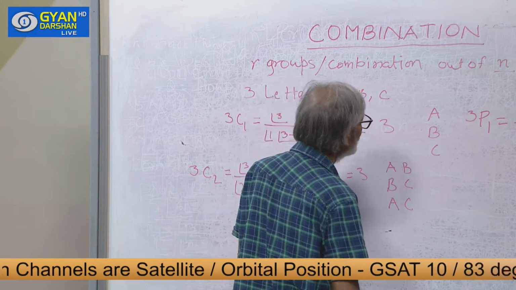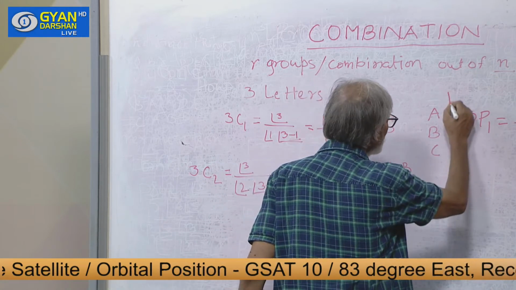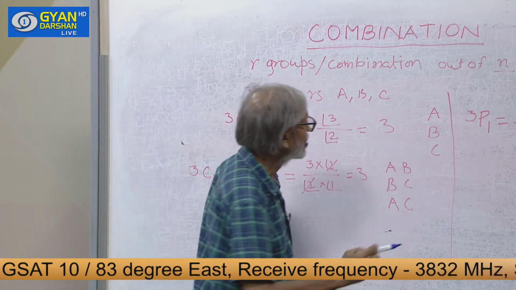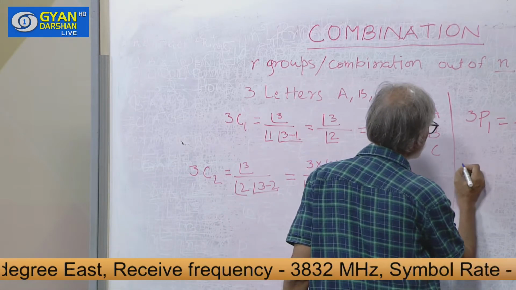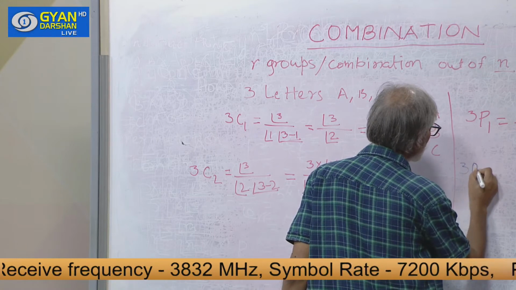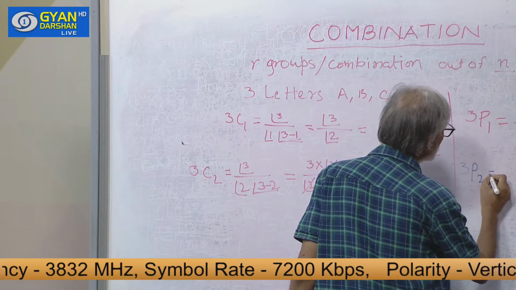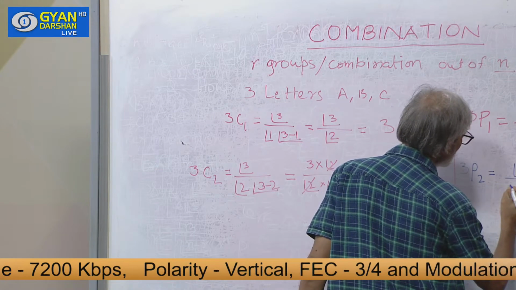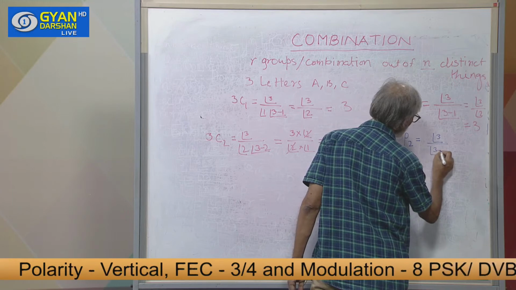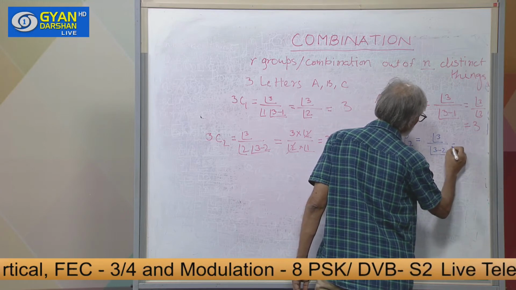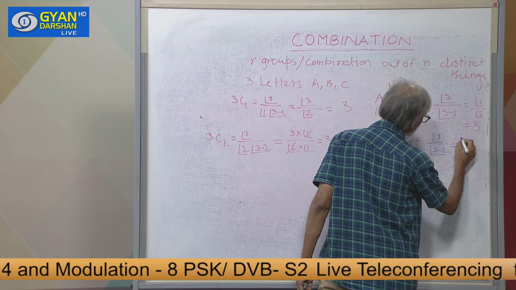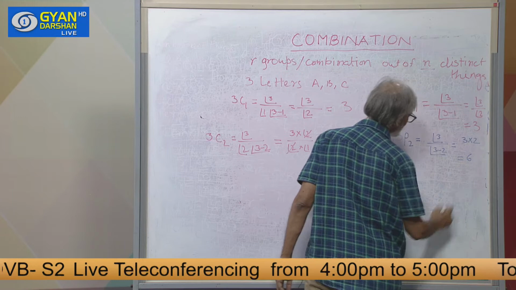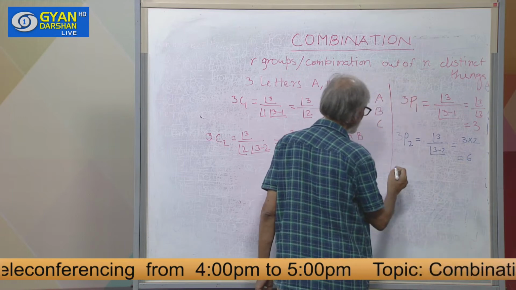But in case of permutation, you see it will be 3P2. So, factorial 3 divided by factorial 3 minus 2. So, it will be 3 into 2 is equal to 6. So, what are these combinations?